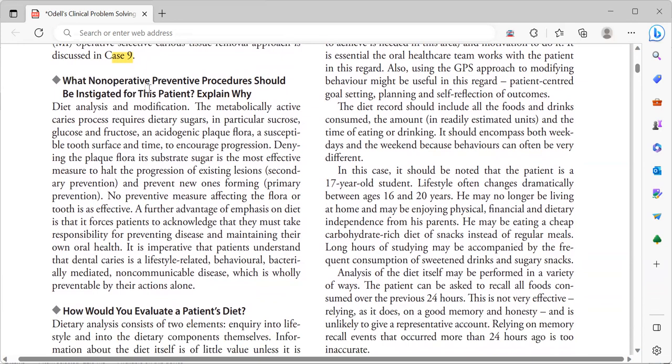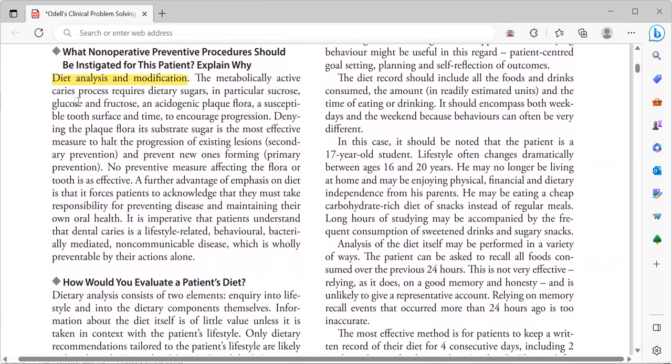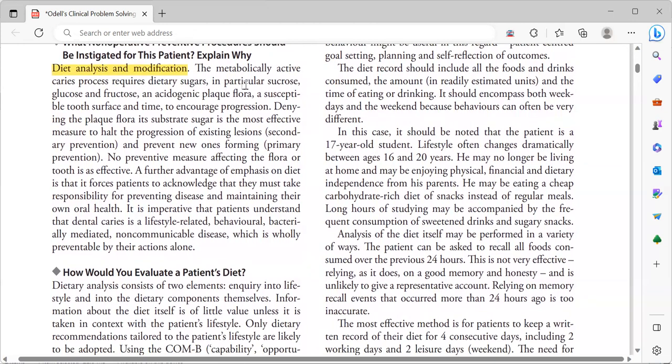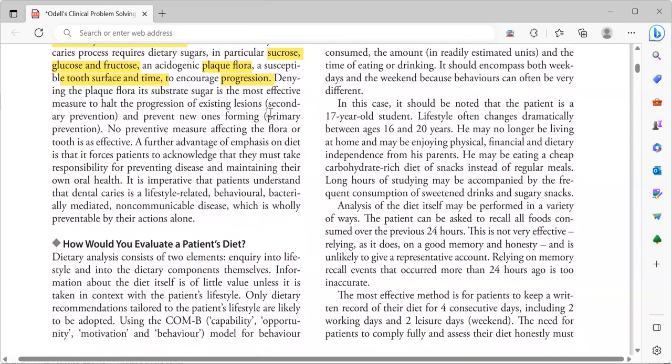So, what preventive advice would you give? Which is the dietary analysis. First, you will give the diet chart to the patient to fill in, and then you will modify the diet. The metabolically active caries process requires dietary sugars, in particular sucrose, glucose, and fructose, and the plaque flora and susceptible surface and time encourage the progression. We all know those four circles for caries, right? So those are the reasons why caries happens. So we need to find out which circle is the reason in this patient.